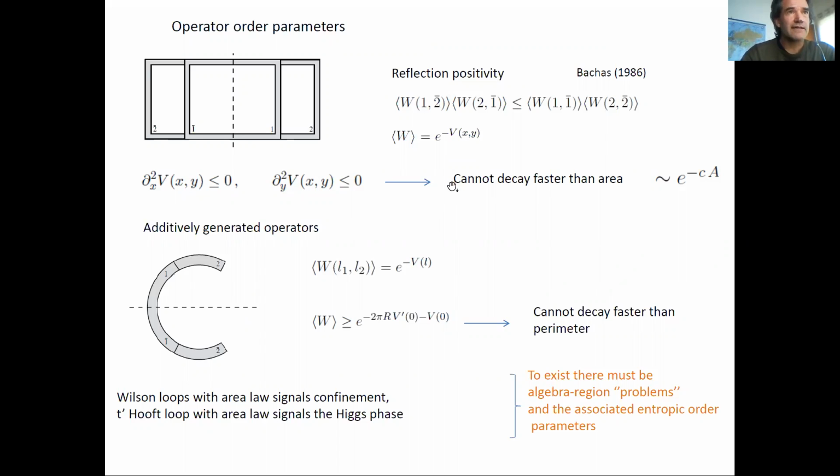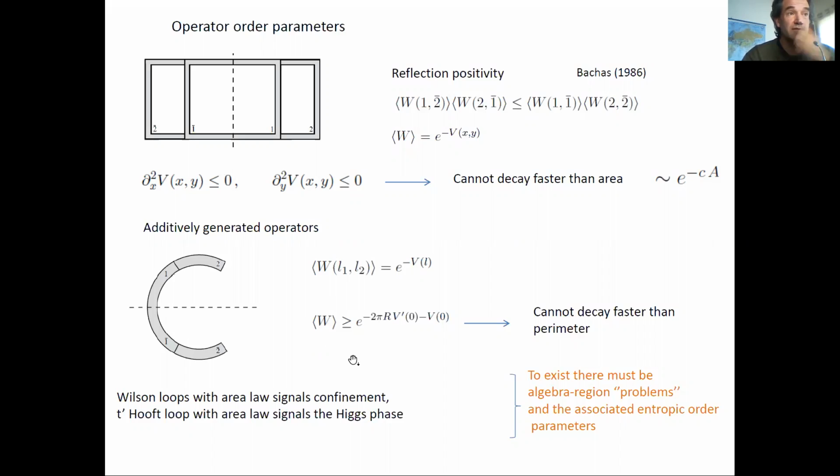So in particular, you can prove that it cannot decay faster than the area, right? But this is general. This does not take into account if you have a locally generated or non-locally generated operator. But if your operators are locally generated, you can do something like this. You can start building up your operator by pieces, and using reflection positivity again, you can prove that the potential is bounded, cannot decay faster.